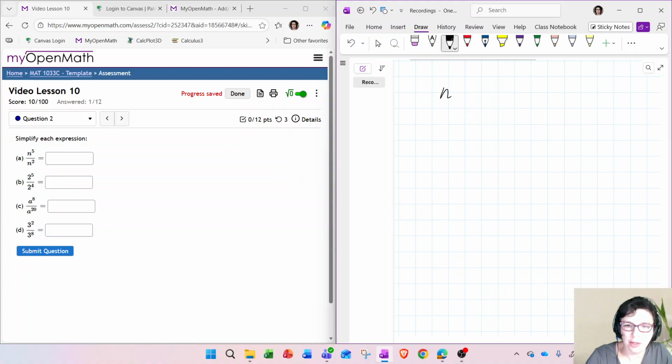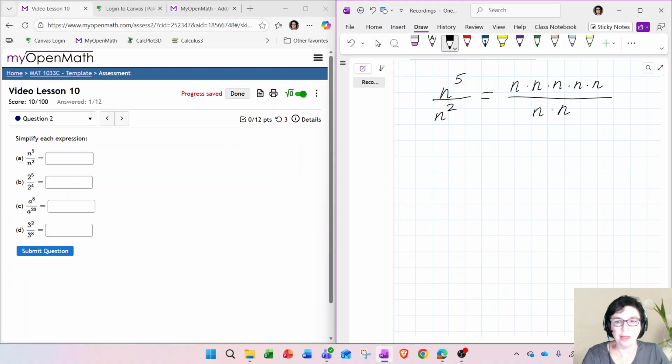Here we've got n to the power 5 divided by n to the power 2. Now, what is n to the power 5? Well, that would be just multiplying n by itself 5 times, right? And then we have n squared, which is multiplying n by itself 2 times. Now, notice what happens. We can actually cancel. We have this property of canceling, right? Because we have something that the top and the bottom share, and that is n. We can cancel it here, and we can cancel it here.